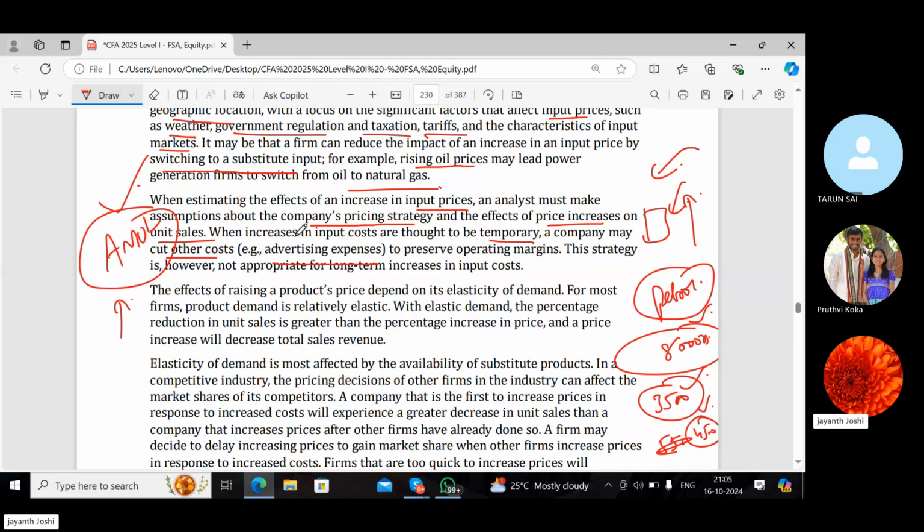When an increase in input cost is thought to be a temporary phenomenon, that is, temporarily the raw material we are buying is costly, and after some days or certain months things will normalize, the company may try to adjust other areas to reduce their costs. The increase in input costs they are trying to compensate or balance with a reduction in advertisement expenses. They're trying to neutralize the effect.